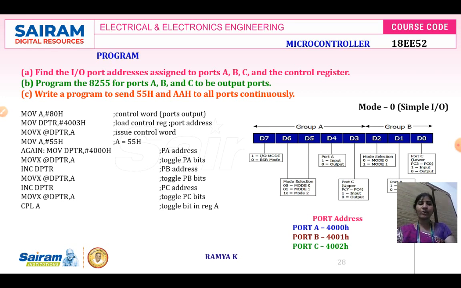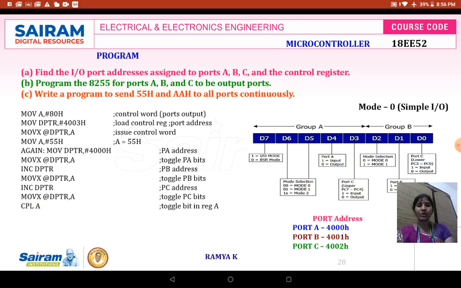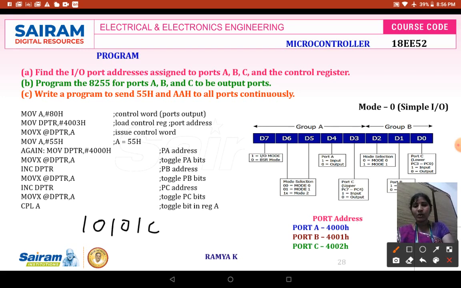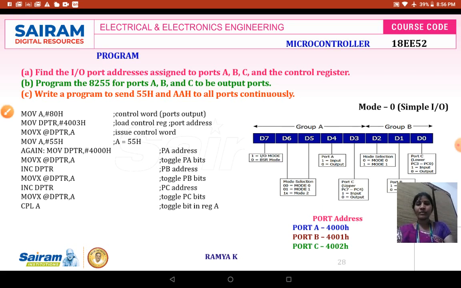Next, complement accumulator. 55, when it is complemented, will be AA. So when you execute this instruction, the content of the accumulator is going to be 1010 1010. So it is going to be AA.